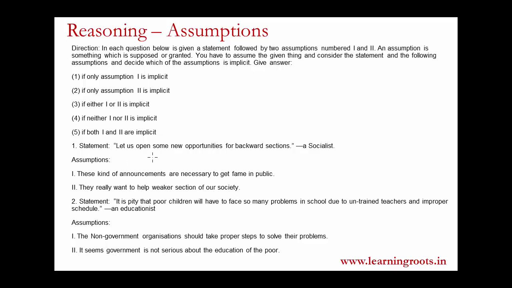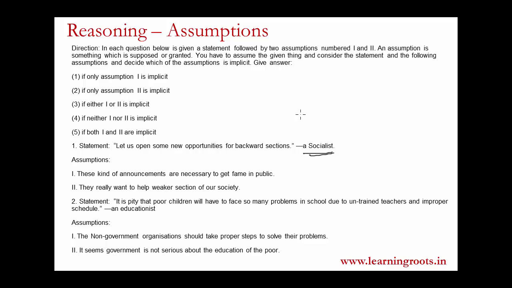The statement says, let us open some new opportunities for backward sections, which is said by a socialist. Now, assumptions generally have very low strike rates. If you attempt 5 questions in this domain, probably you will get somewhere around 3 or 4 answers correct. The low accuracy is primarily because there are traps set in the question, and the question is very vague. So you cannot really say if a particular answer is right or not. If we see these two questions, you will understand better what I mean.